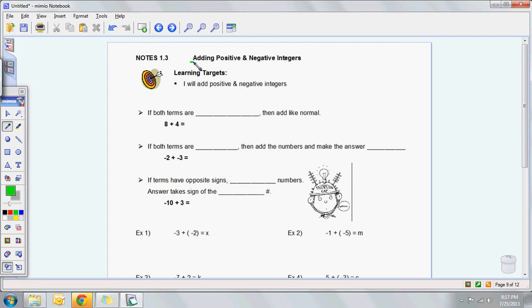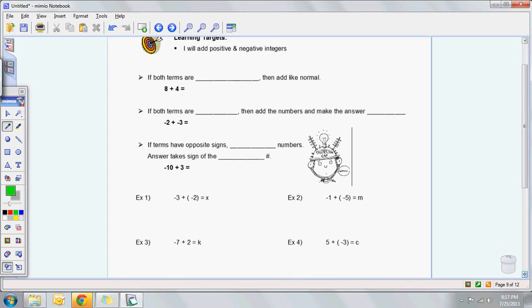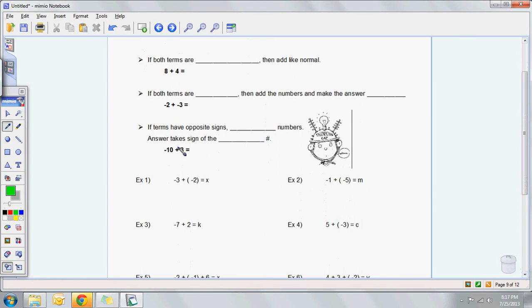Tomorrow we're going to be subtracting, so we're just going to focus on the addition, which isn't so bad here. So here are the 3 rules that if you remember these, you're going to be a genius at these. So if you have something like this where both terms are positive numbers, just 8 plus 4, we really shouldn't have to think too hard about this because this is a no-brainer.